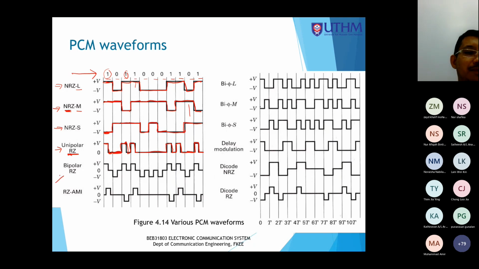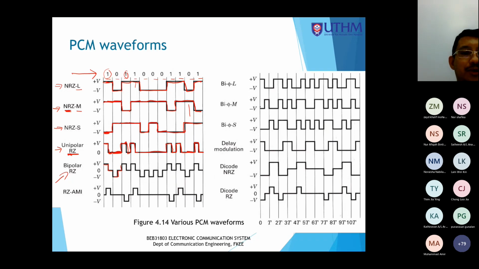Now we have another one, bipolar, return to 0. That means input logic 1 will produce positive voltage and then return to 0. Input logic 0 will produce negative voltage and then return to 0. Okay, for example, here input logic 1 will produce positive output, return to 0. And then input logic 0 produces negative voltage and then returns to 0.